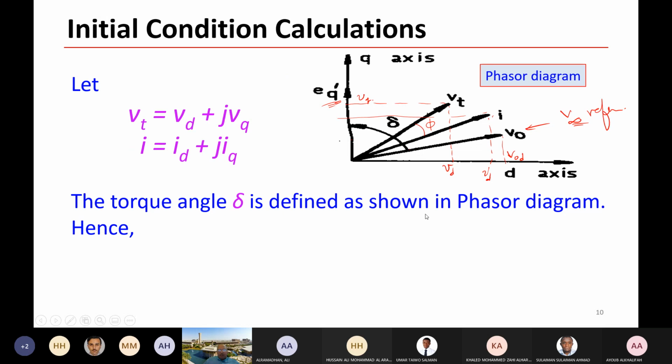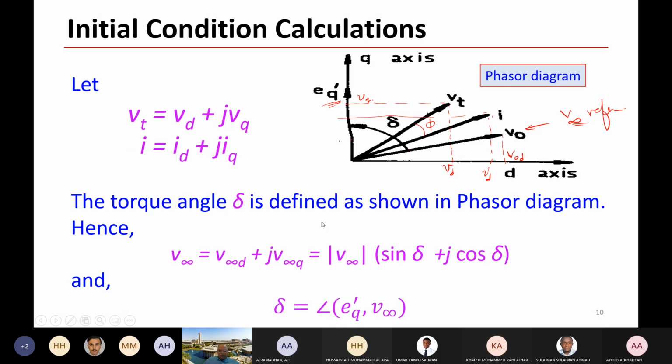The torque angle delta is defined as shown in the phasor diagram, between EQ prime and V infinity. And V infinity also has two components, V infinity D and V infinity Q. V infinity Q is equal to V infinity cosine delta, and V infinity D is equal to V infinity sine delta. So this is V infinity D, and this is V infinity Q. Delta is the angle between this and that.